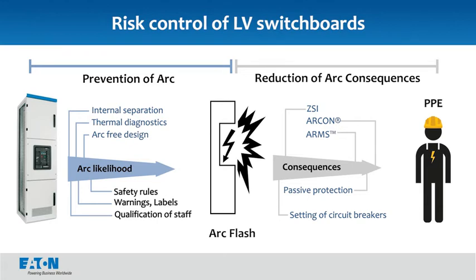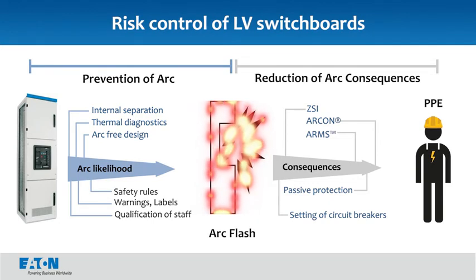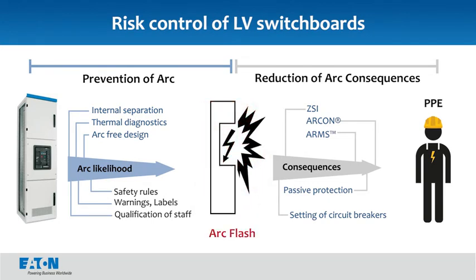This page shows a risk control chart. The black text at the bottom left means that this area is the responsibility of the operator. The other blue texts describe the offer by EATON. On the left, mention is made of typical protective measures which can be used for prevention of arc. In the worst case, when an arc flash is created, it is necessary to be prepared for reduction of arc flash consequences.